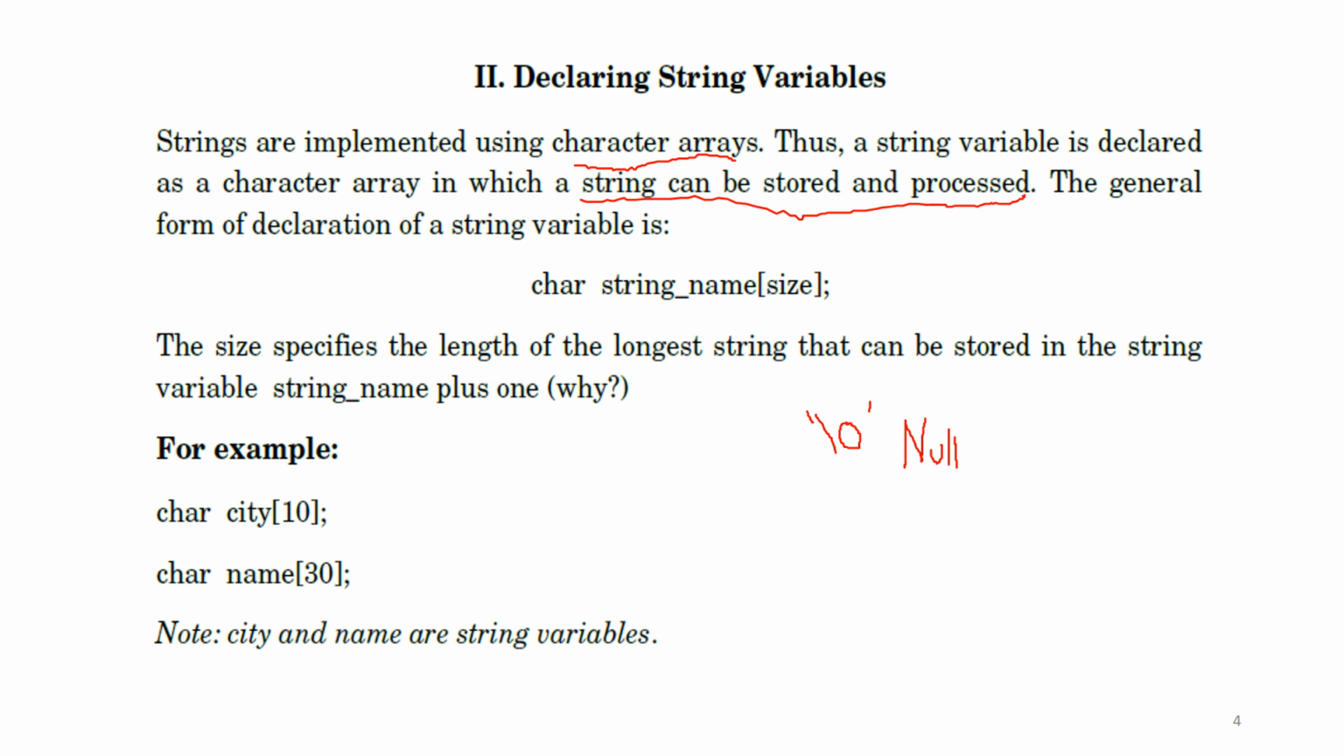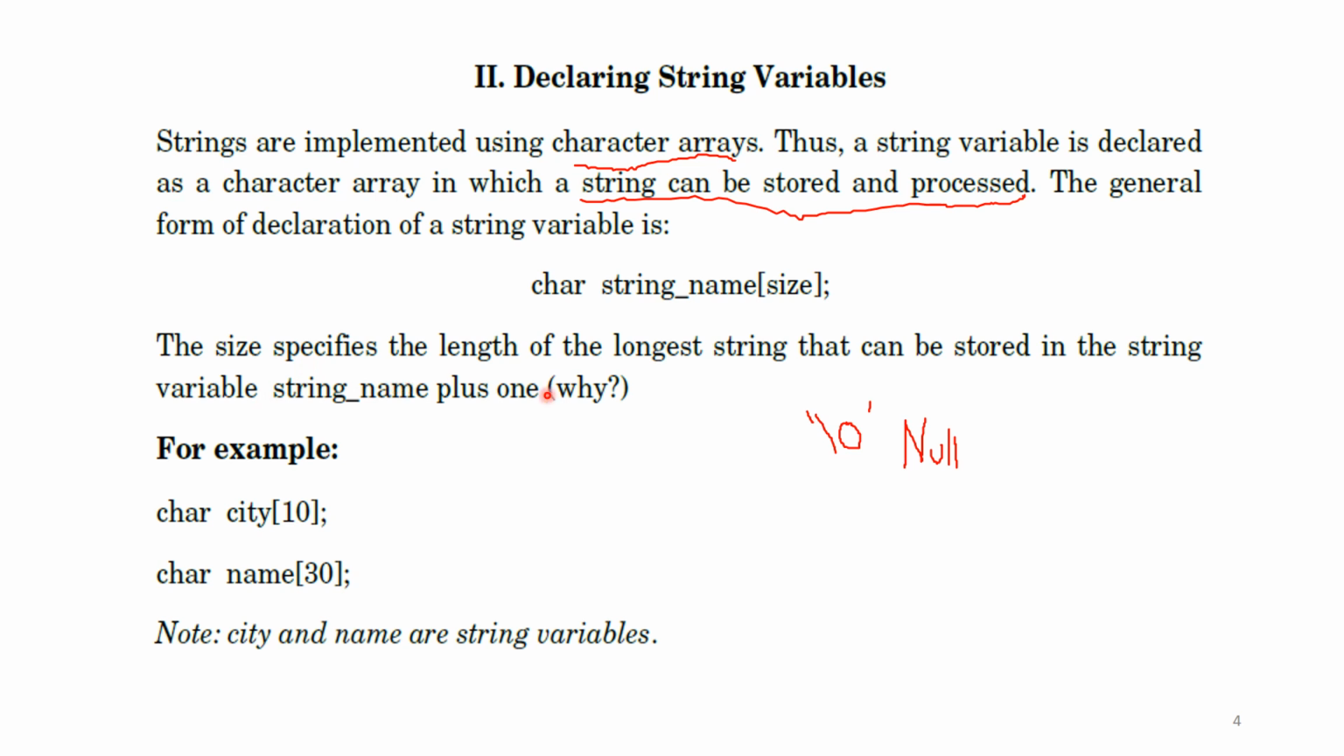Since a string is a sequence of characters, character arrays can be used to store and process strings. The general form of declaration of a string variable is: string is a character array, right? So the data type is character data type. Data type, space, the string variable name. Here the string variable name is string underscore name, and within a square bracket you have to specify the size of the character array, then semicolon.